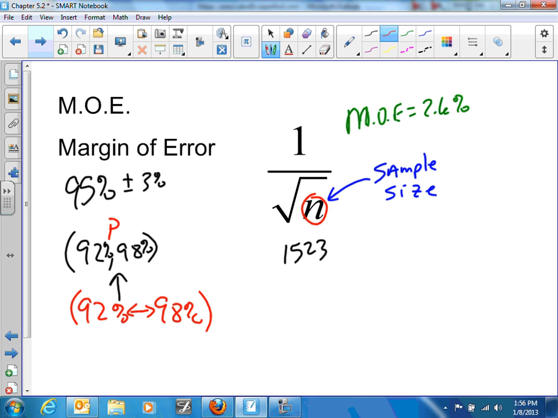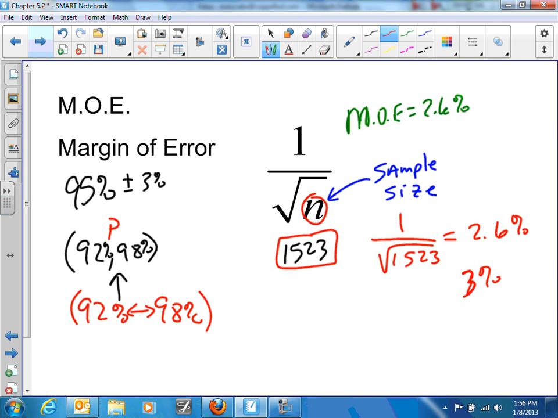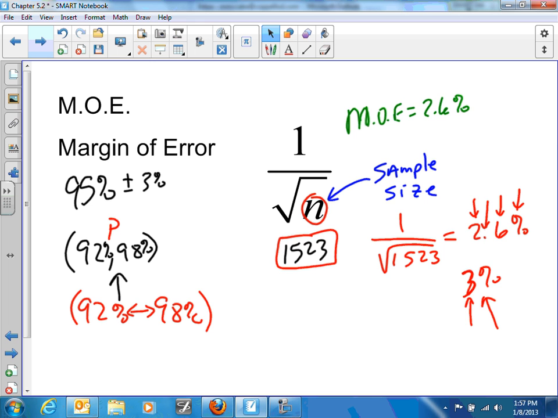Now, the Gallup poll had a sample size of 1,523. So 1 over the square root of 1,523 is approximately 2.6. But the Gallup poll reported it as 3%. Well, the reason why they reported it as 3% is, A, it's cheaper to put 3% in print because you have 1, 2, 3, 4 symbols as opposed to just 2 symbols whenever you're printing. And plus 3% is easier to say than 2.6%. It's just a nicer number.